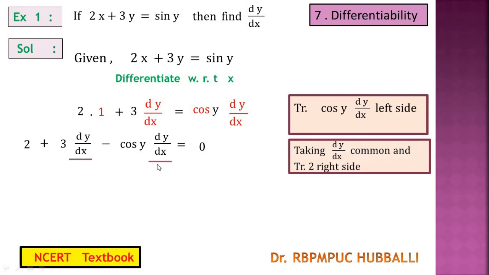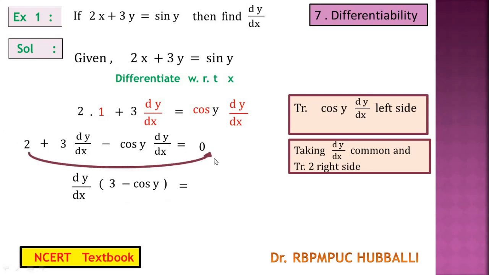Okay, take the common, and this 2 you shift to the right side. This 2 is transferred to the right side. So first I take dy by dx common. If we take it common, then from the first term we get 3, minus as it is. From the second term you will get cos y, because this term is taken common, and it is equal to... this 2 is transferred to the right side, that becomes plus 2 on the left, so when we shift it to the right side it becomes minus 2.